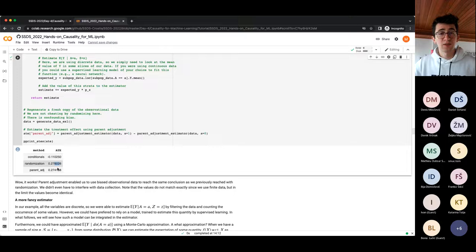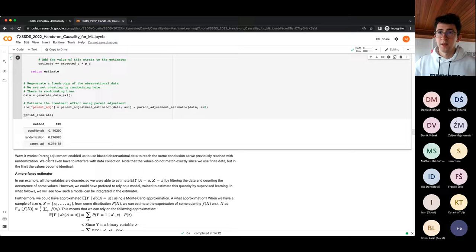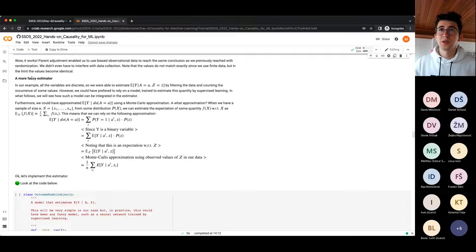In the limit, they are the same. So here is just a bonus, in a sense. We could also have done this with a more fancy estimator. We could have done a Monte Carlo kind of simulation approach where we just sample a lot of these different XI.